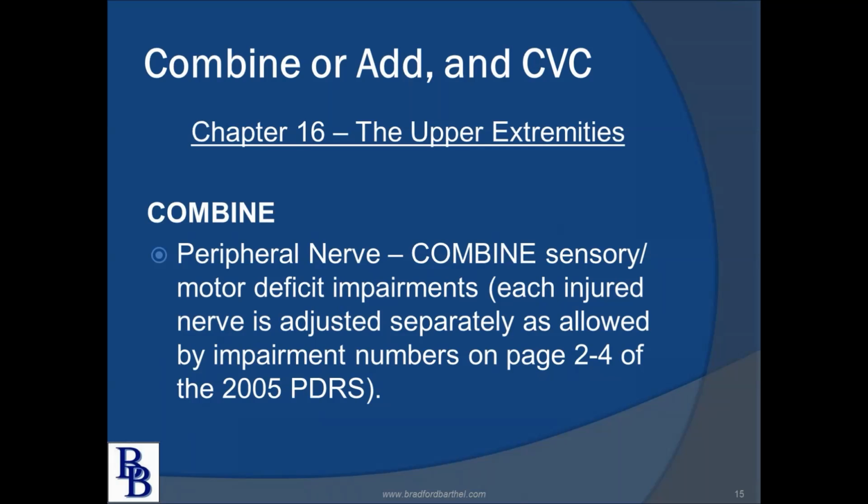Continuing with the upper extremities, peripheral nerves, we combine sensory and motor deficits. Each injured nerve is adjusted separately. There are several different nerves that are specifically addressed in the permanent disability rating schedule. There's another one that's just other, and those are for those that aren't specifically addressed. But if there's both sensory and motor deficit impairment for the same nerve, those values are combined.